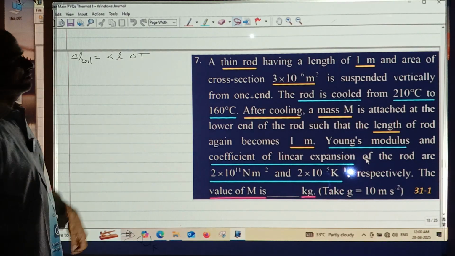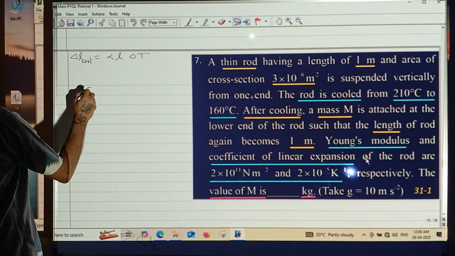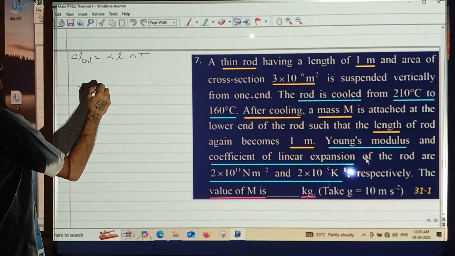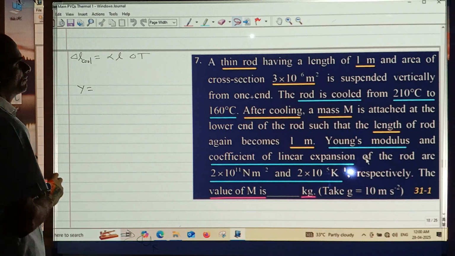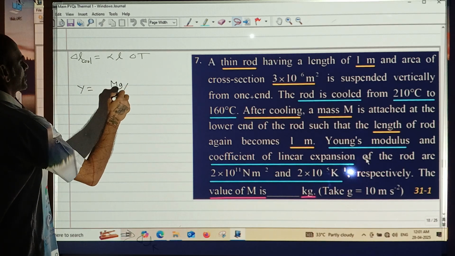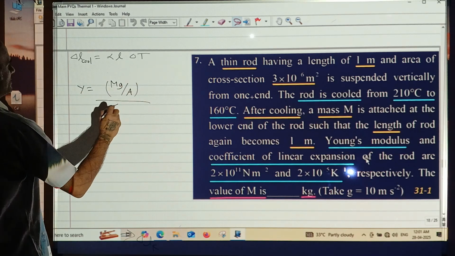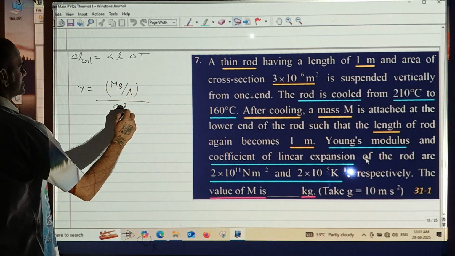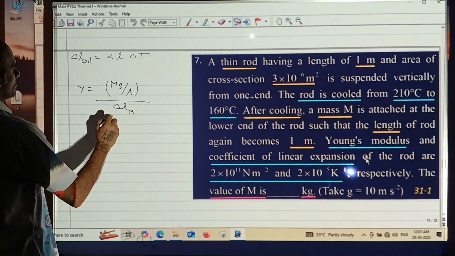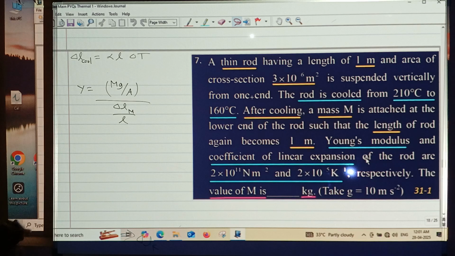And due to stretching, due to the mass M, that amount you can get from Young's modulus as stress by strain. Here the stretching force is the weight of the mass M, which is mg, by cross section area of the rod. Stress by strain is delta L due to the external force, which is M, divided by L. This delta L is due to cooling.